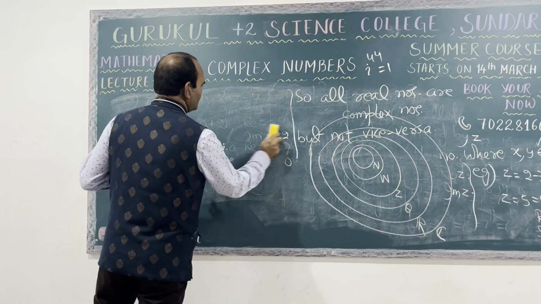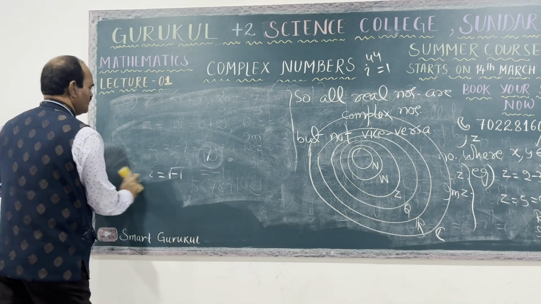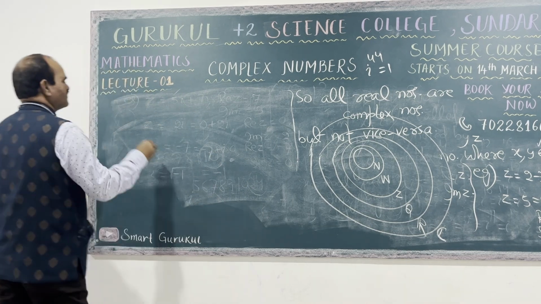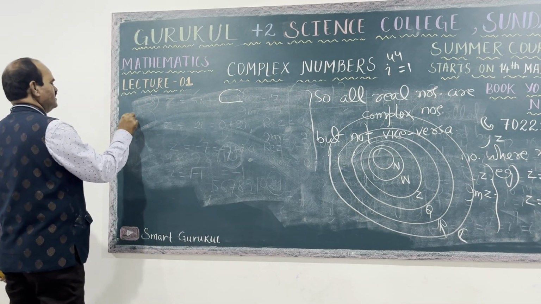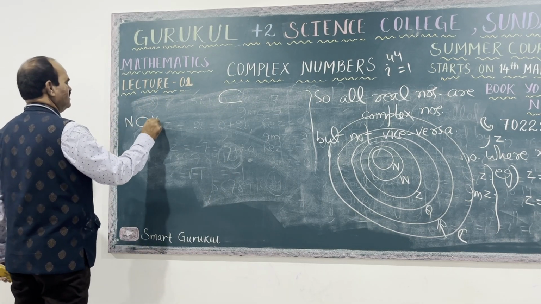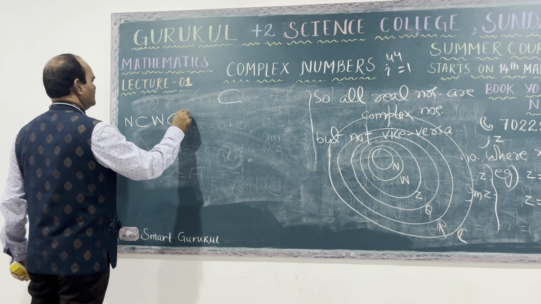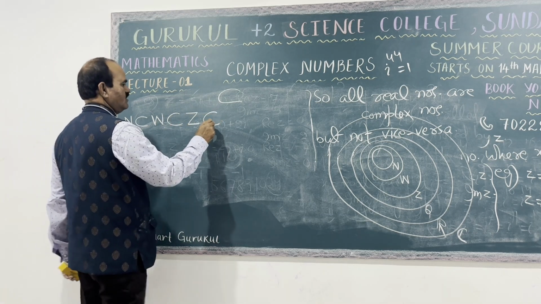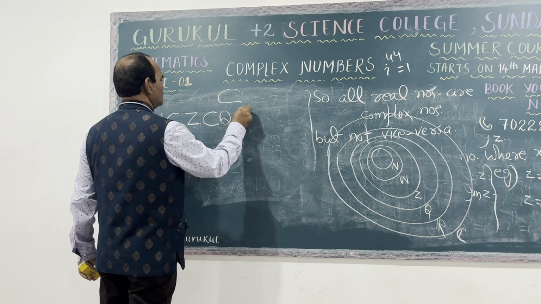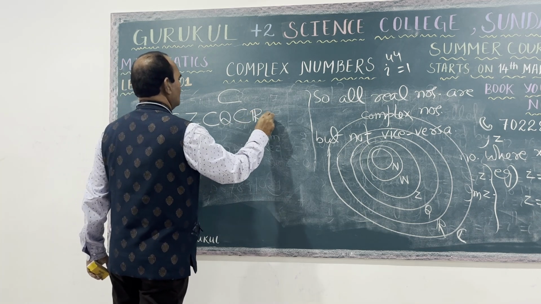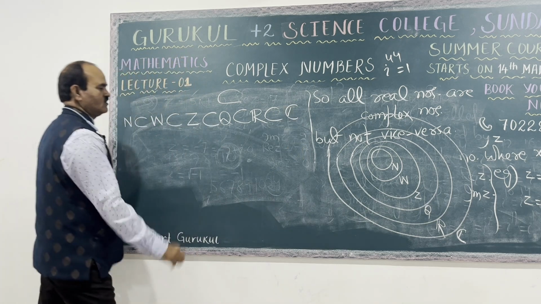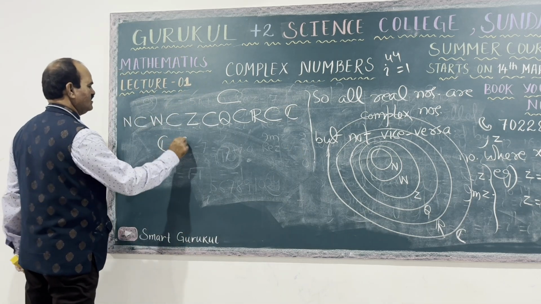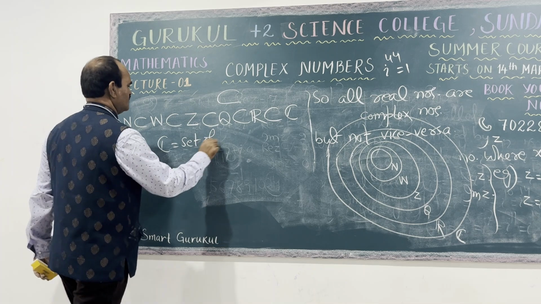And the symbol for subset you know. So N set is a subset of W set, which is a subset of Z set, which is a subset of Q set, which is a subset of R set, and which is a subset of the complex set. This set is called the set of complex numbers.